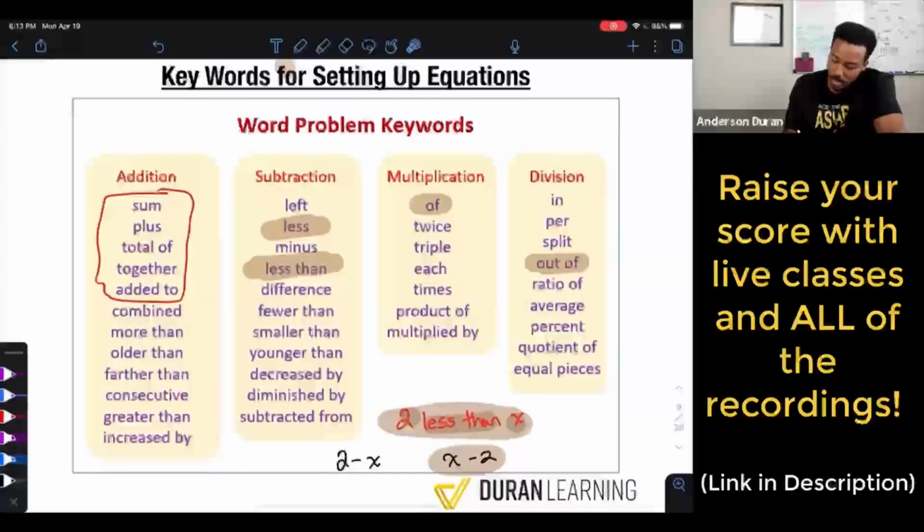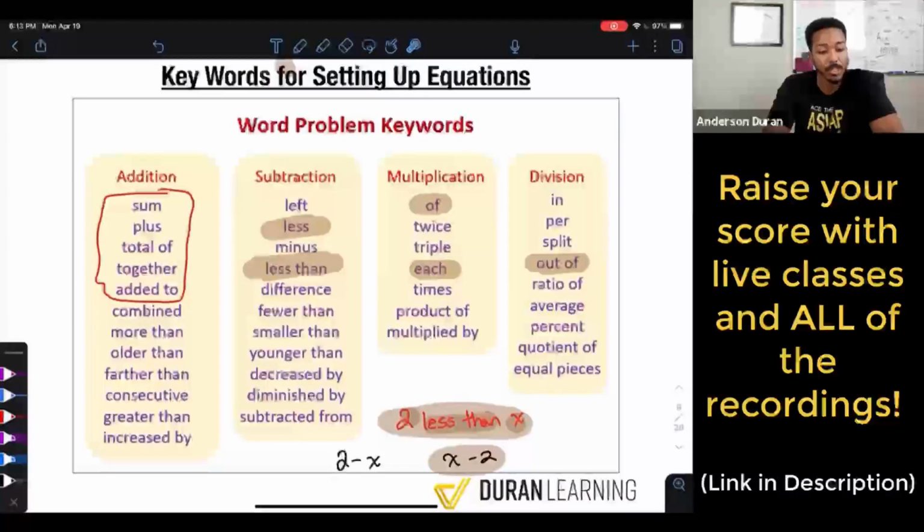But twice, triple, that means times 2, times 3. Each is a huge one that we're going to be using today as well. Times, product of, multiplied by, all multiplication. Make sure to write these down or have the screenshot ready to go. And lastly, for division: in, per, split, out of, ratio, average, percent, quotient, oh, that's the most obvious one, equal pieces. These are all signals of division.